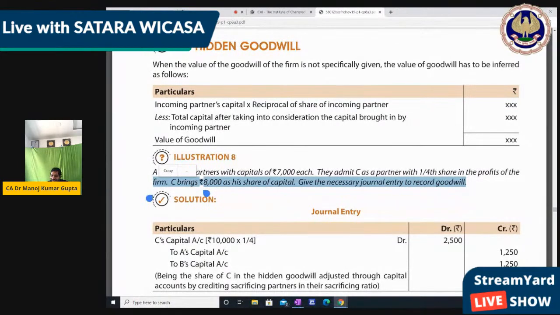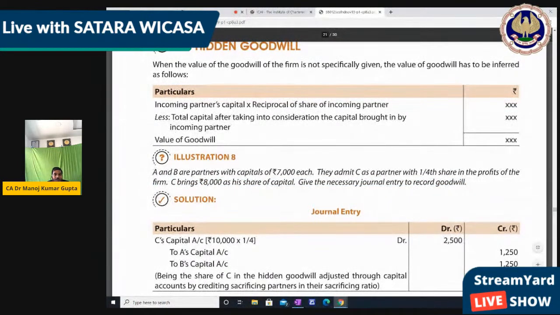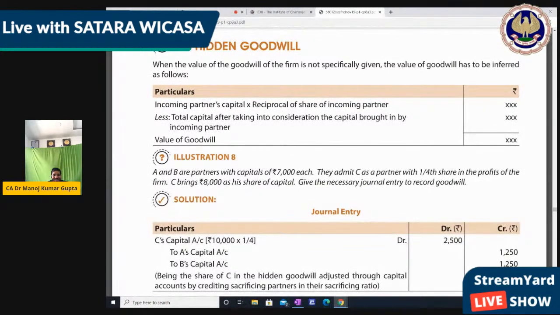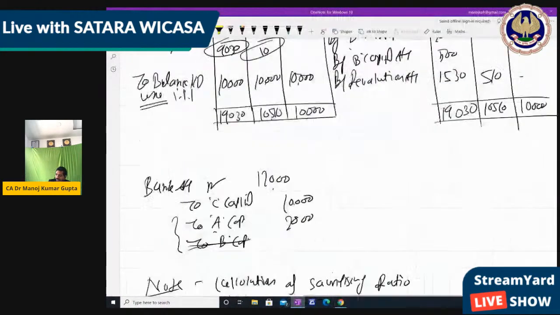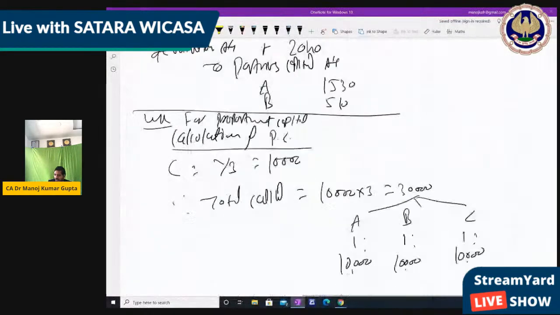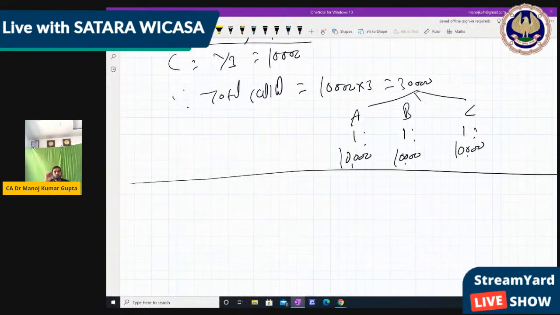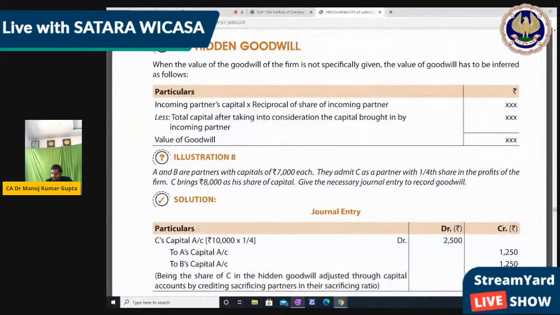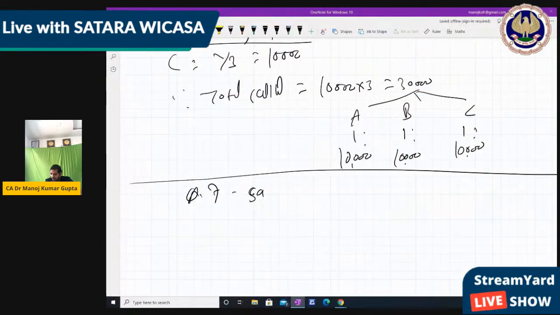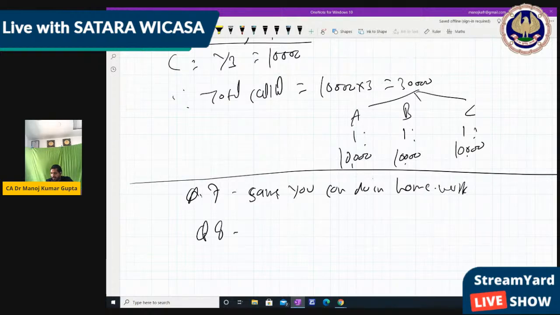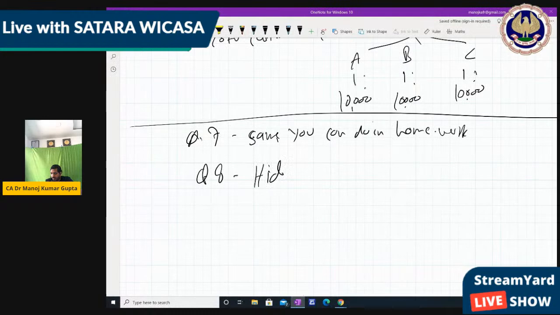Because it is a one-line question with nothing about the goodwill, this is the hidden goodwill we have already discussed, right? So we write one note on hidden goodwill so that you will also get the note. Before it, we write question number 7 only. You can do the same at home. Now question number 8, hidden goodwill concept.